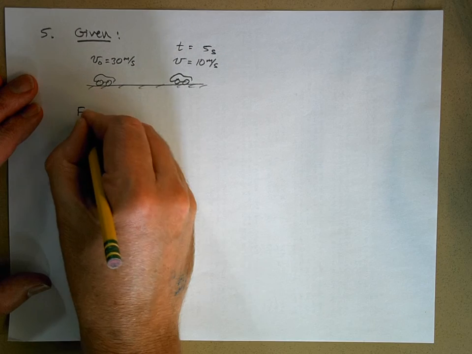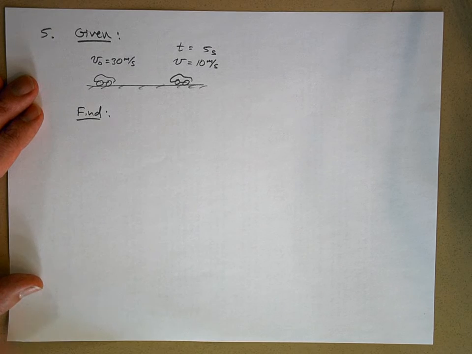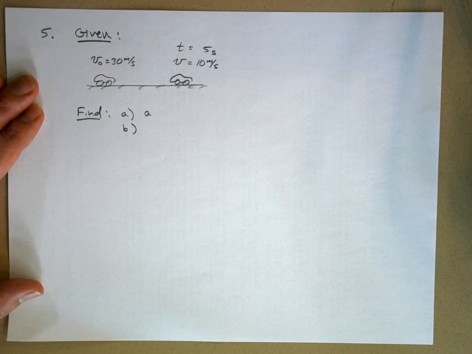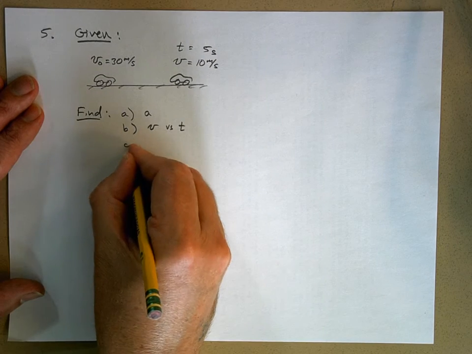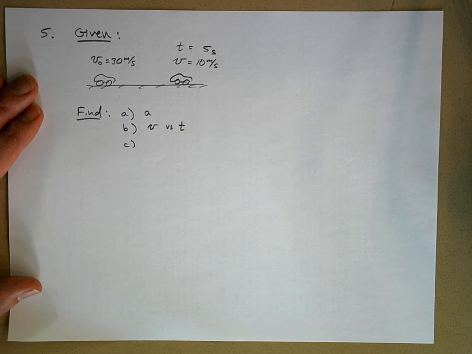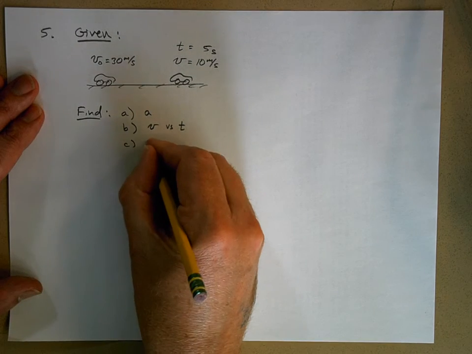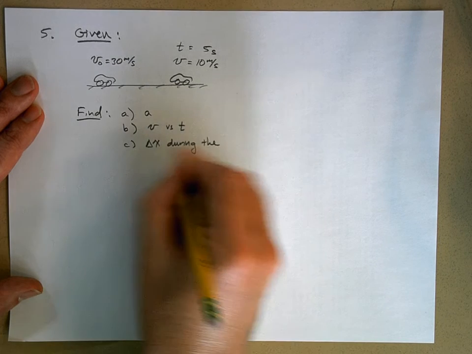And what are we trying to find? So it says, what was the acceleration? And then part B, we want velocity versus time. And then part C, oh wait, I'm sorry. Draw. And then what was the car's displacement during the 3rd second? So delta x during the 3rd second.